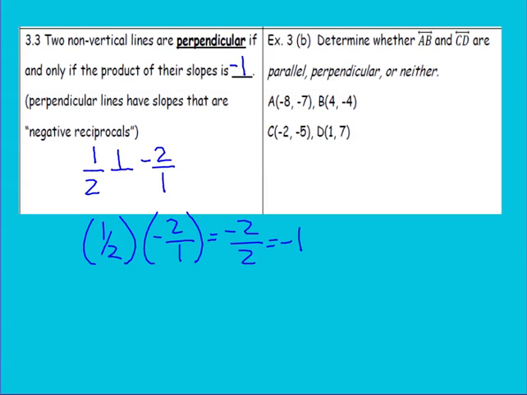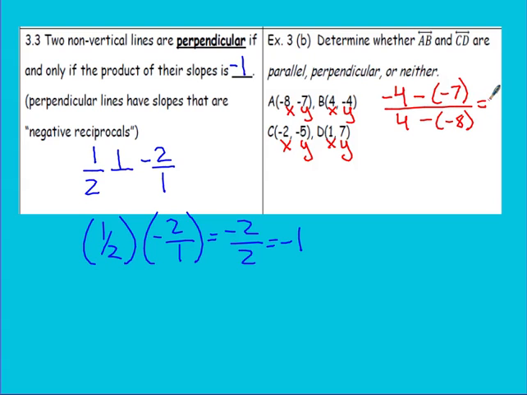So, I'm going to label my points, x, y, x, y. So y2 minus y1 over x2 minus x1. So that's going to turn into plus, which would be 3 over 12, which is 1/4. That's our slope here, 1/4. All right.